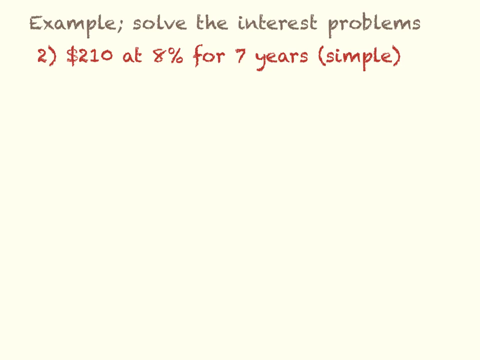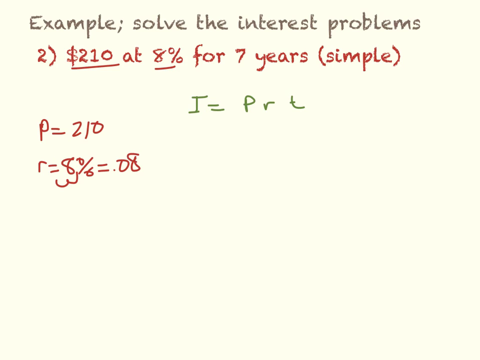For this next one, we have 210 at 8% for 7 years, and again, it's simple interest. So I have I equals P times R times T, and my P is going to be my initial amount, 210. My R is my rate, 8%, which I write as a decimal, 0.08. And my time is my amount of years, so 7. Fill in what I know, 210 times my R, which is 0.08, times my time, which is 7.